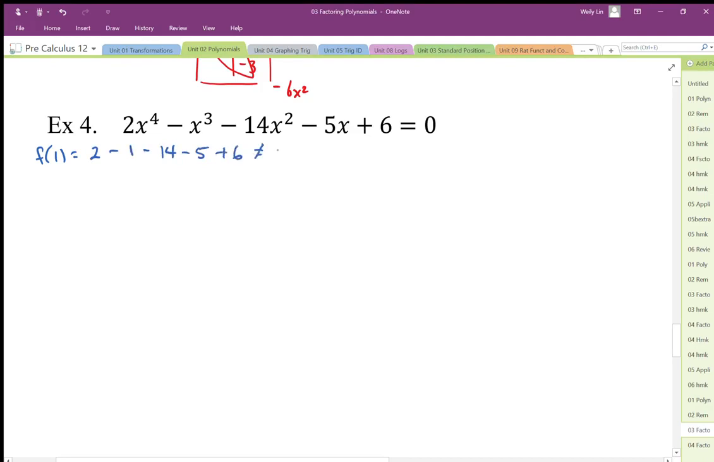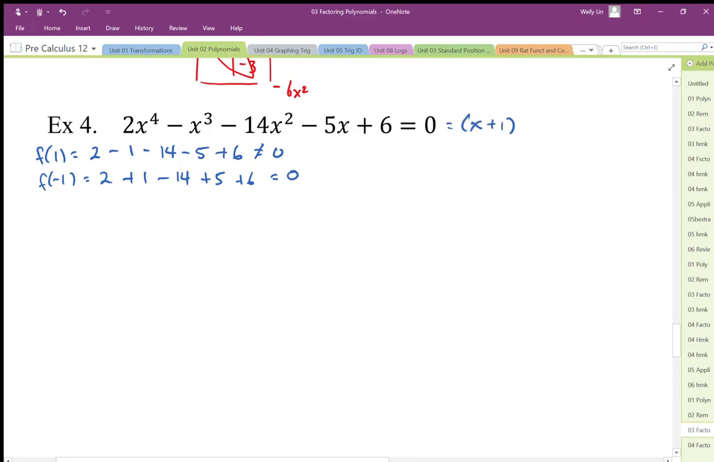Okay, that's not equal to 0, so we're just going to move on. Negative 1, we get 2 plus 1 minus 14 plus 5 plus 6. In this case, we do get 0. Okay, so we know we have one factor so far. So we actually have one of the solutions, x equals negative 1.